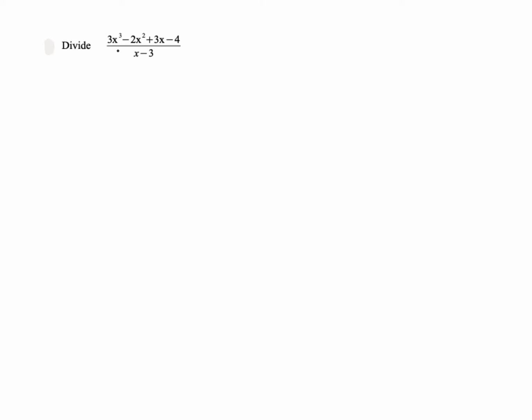Let's try another one with synthetic division. This one is 3x to the third minus 2x squared plus 3x minus 4 all over x minus 3. So it does fit that pattern of being divided by an x minus a. So we have a polynomial over x minus a. We want to figure out what that value of a is. We see that 3 is in the position of a. So therefore, little a is going to be 3 for our problem.